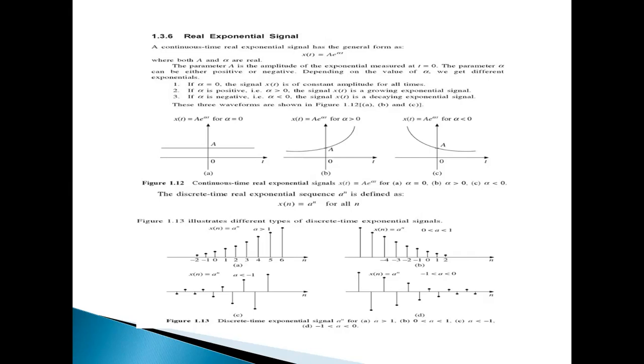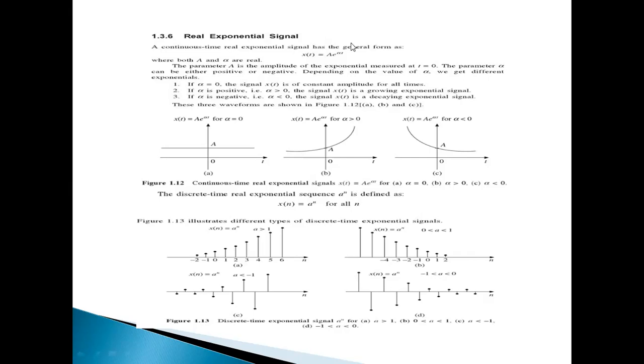But in the exponential function, I am not changing x of t to x of n equal to A e power alpha n. That is only the expression for the real exponential signal for continuous. For discrete, the real exponential sequence is a power n. So x of n is equal to a power n for all values of n.